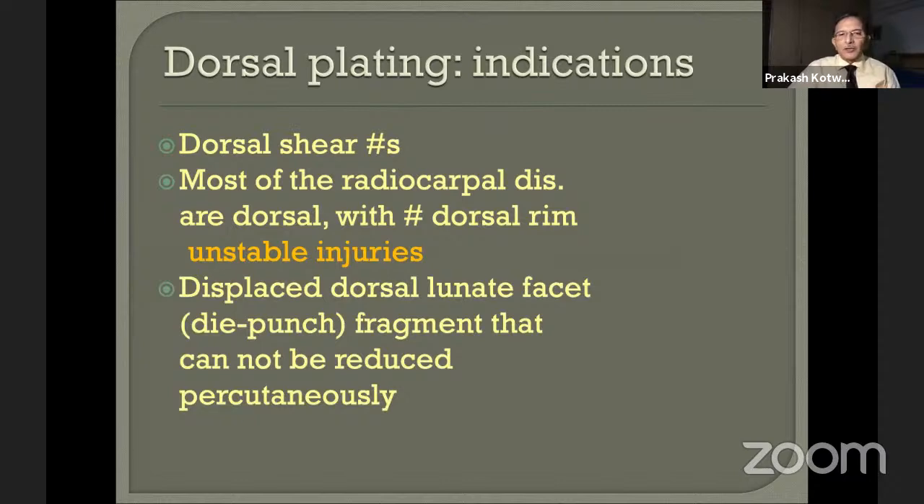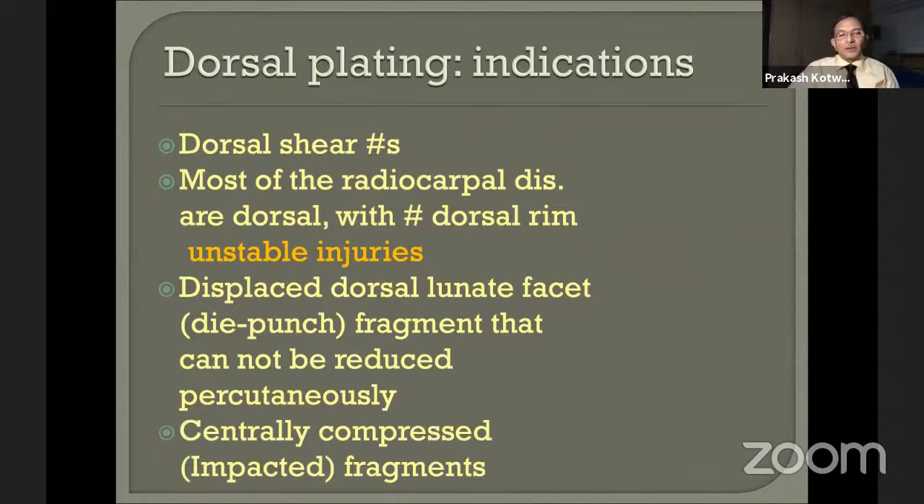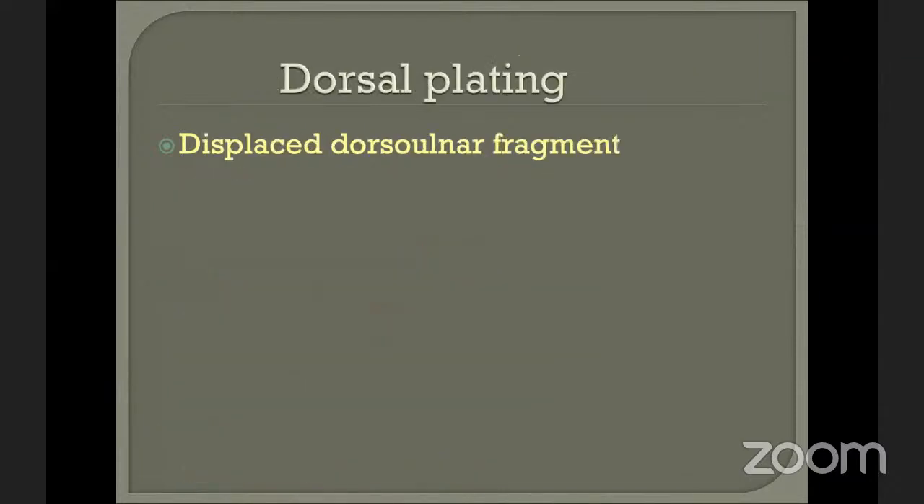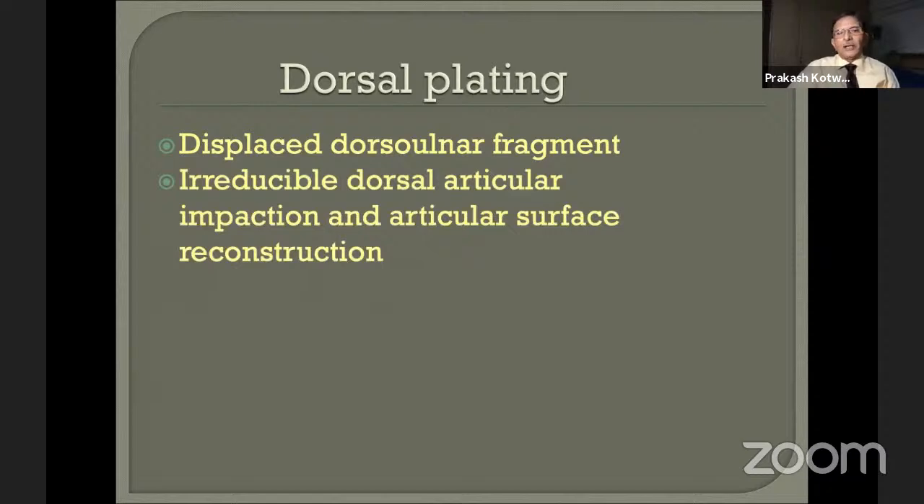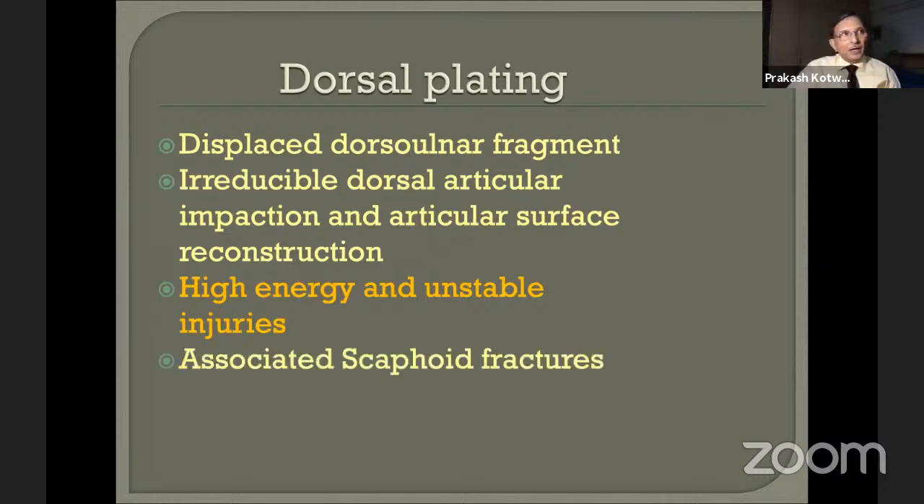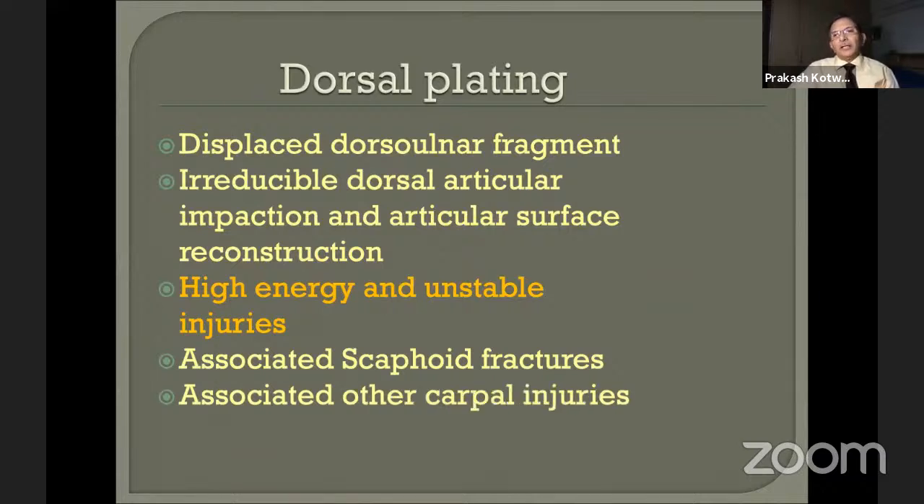And then you have the displaced dorsal lunate facet die punch fragment that has been talked about by Ajeet as well, a fragment that cannot be reduced percutaneously from the volar approach itself. And of course, the centrally compressed or impacted die punch fragments sometimes need an approach from the dorsal side. Dorsal plating is also used for the displaced dorso-ulnar fragment, irreducible dorsal articular impaction and articular surface reconstruction that requires the dorsal approach. And again, remember that these are high energy and unstable injuries. And then if there is an associated fracture of the scaphoid, the scaphoid can also be approached very well through the dorsal side when you are doing the dorsal plating, as can associated other carpal injuries.